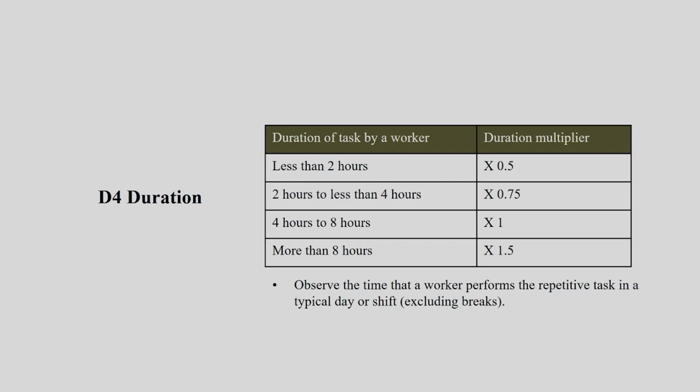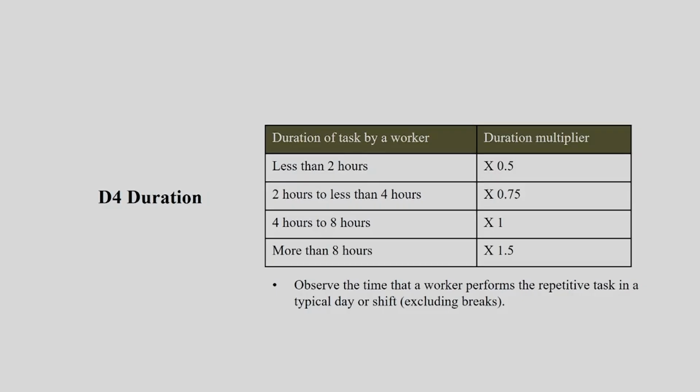So this you need to see from your observation. So what it says is, observe the time that a worker performs the repetitive task in a typical day or shift, excluding the break, because the break you considered earlier as a D1 factor. Now this is D4. So if you consider the break again, it will be repetition, right? So you are excluding the break and then you are getting these timings included. Okay. So this is the multiplier.